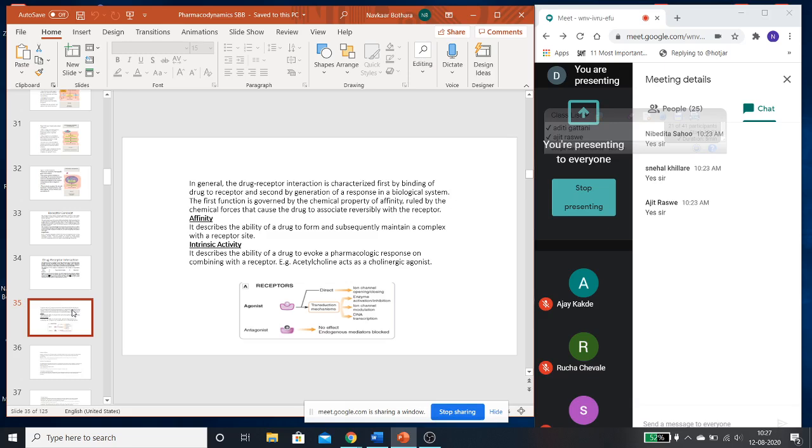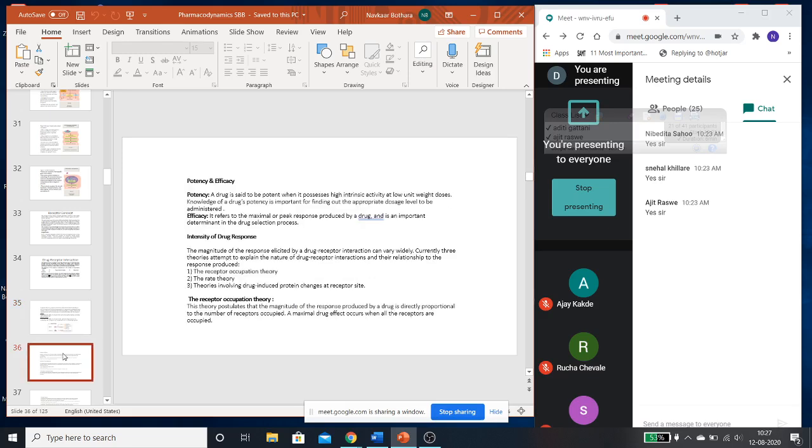We know about two things. Every drug must have two important properties, that is the ability to bind with the receptor and the ability to start the action or generate the action. And we call these two things affinity and intrinsic activity. This we have seen multiple times. So let us see how other things are defined on that basis. The next thing is called potency and efficacy.